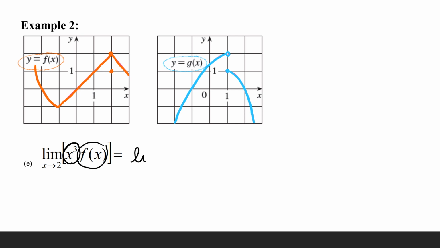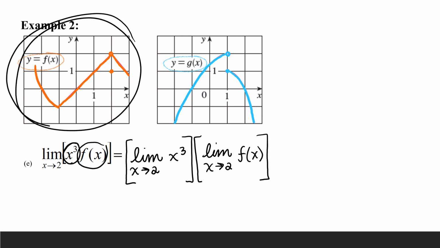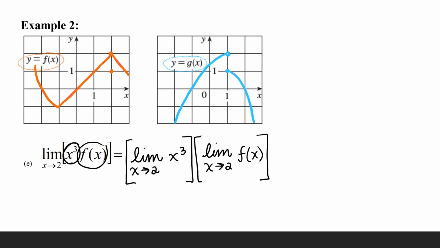So this is equal to the limit as x approaches 2 of x cubed times the limit as x approaches 2 of f of x. Because trying to multiply this graphical representation of f of x times this algebraic representation of x cubed, not going to work out well. But since we've applied our limit laws, we can now evaluate this.